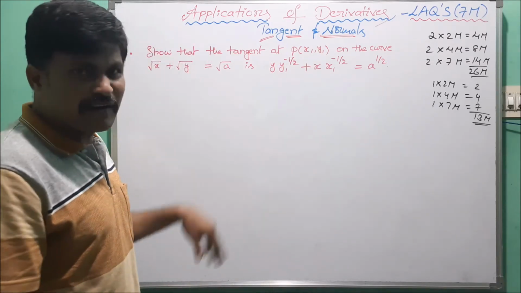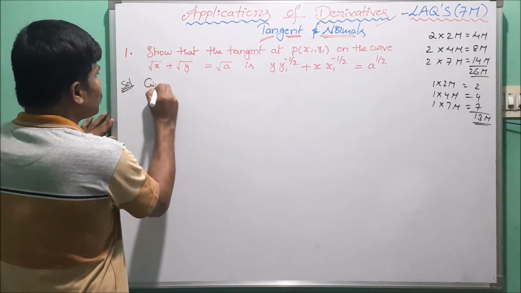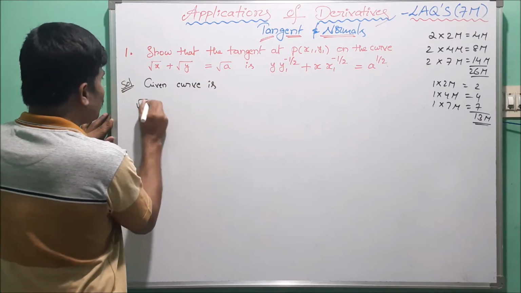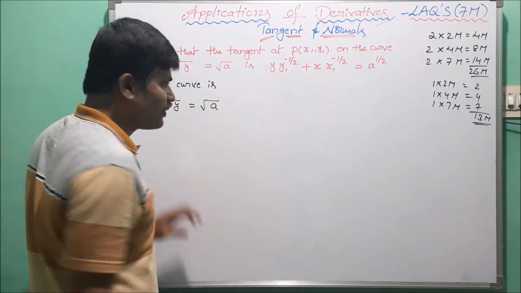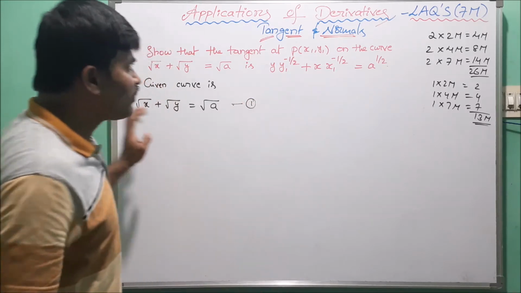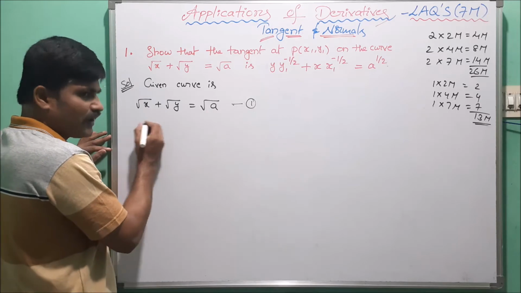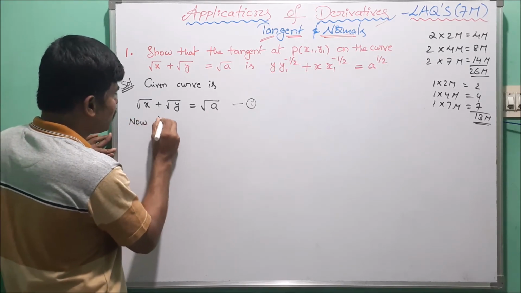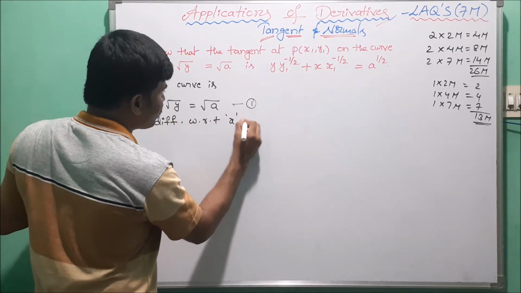Now first we take the given curve. Now we are going to the solution. Given curve is square root x plus square root y equals square root a. So this is our given curve, which is equation 1. And also the given point p(x1, y1). Now first we take differentiation. Now differentiate with respect to x on both sides.